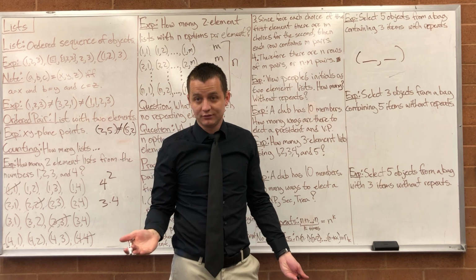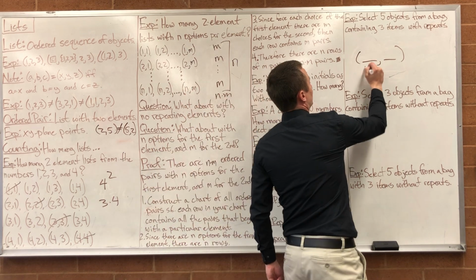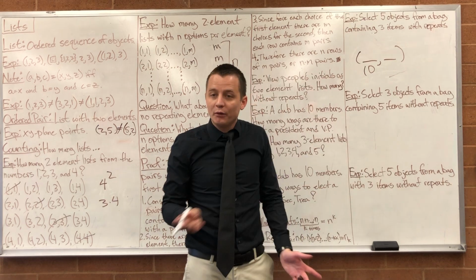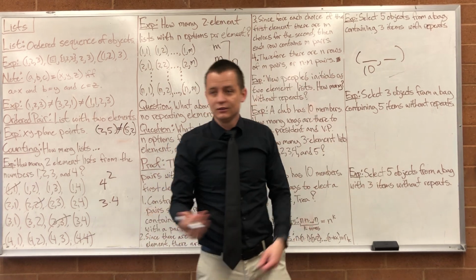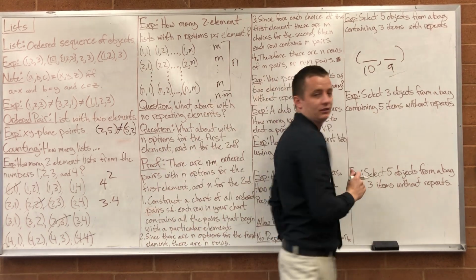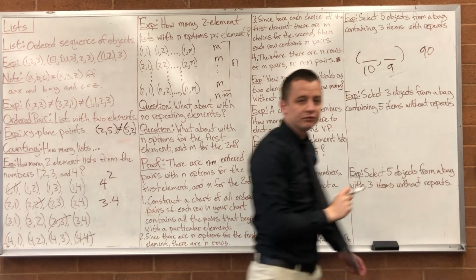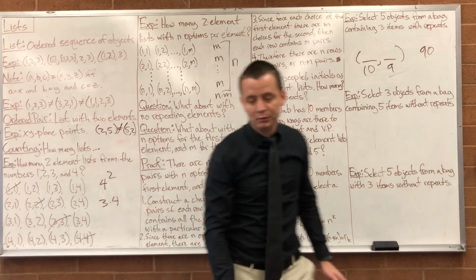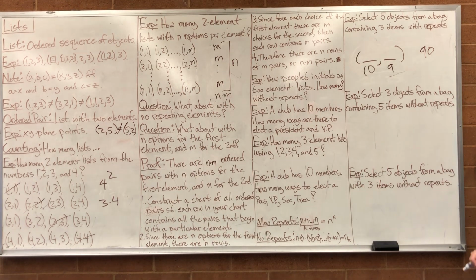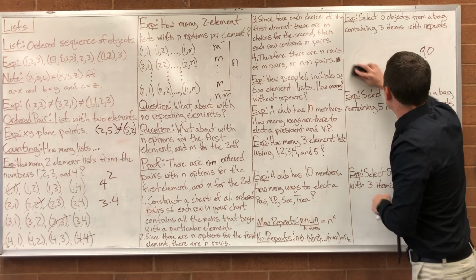10. Right? Now, once we have a president selected, how many options are there for the vice president? 9. So 10 times 9. What's the answer? 90. That one's small enough numbers that if you just wrote 90, I'd figure out where you're coming from. You can also write it as 10 times 9 if you want. Okay. Let's try another one.